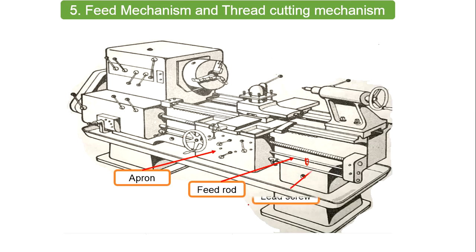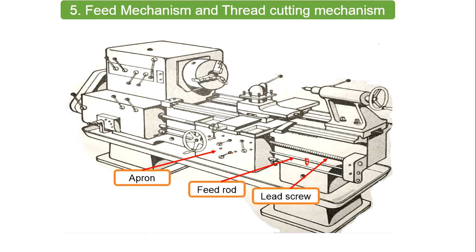Then we have the lead screw. This lead screw is also rotating. When you engage the carriage to this lead screw, this can be used for thread cutting. So whatever the pitch of your thread is, this pitch can be easily cut because of the engagement of this lead screw to the carriage.